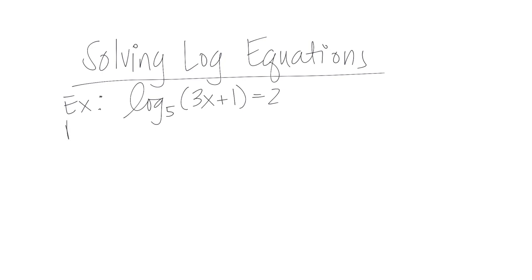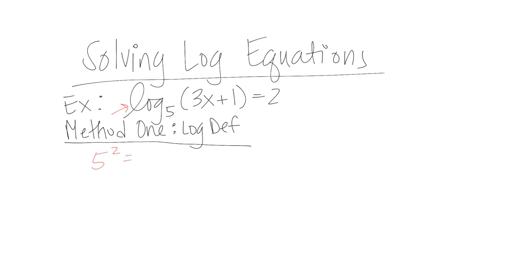The first way is the way that you already know. So this is method 1, and it's using the log definition. Okay, so using the log definition, you would just rewrite this as an exponential. So that means we would have 5 squared equals 3x plus 1, and we would just solve this. So 5 squared is 25. 25 equals 3x plus 1. Subtract 1, we get 24 equals 3x. Divide by 3, and we get x equals 8.